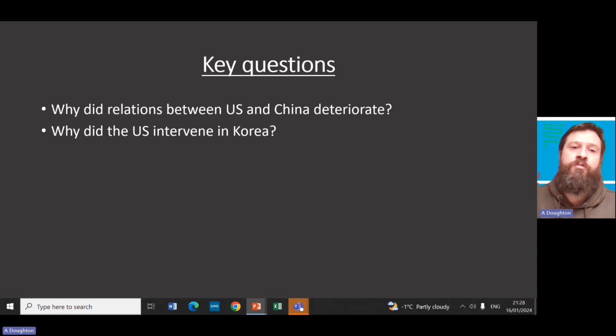So first one then, why did relations between US and China deteriorate? Because they become a communist country in 1949. And obviously we know from the Truman Doctrine that America want to stop the spread of communism. And there's this fear of communism. Why did the US intervene in Korea? Because they wanted to stop the spread of communism from North Korea to South Korea.